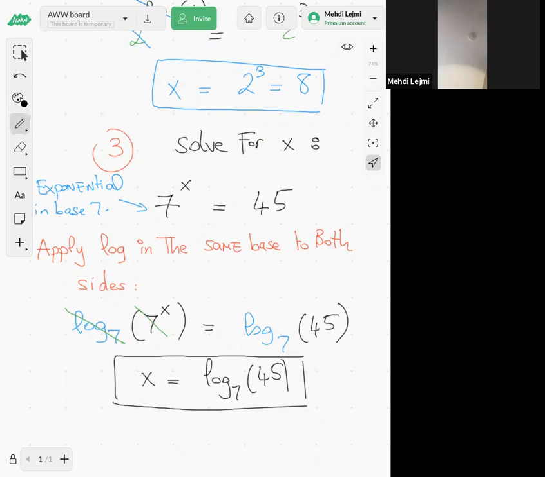All right. Any question, guys? So you see the idea: you have an equation with exponential and some base. If you want to solve for x, you have to apply log to both sides, of course, in the same base. Now, if you have an equation with the log, then you have to apply the exponential in the same base to get your x. Okay, so here's an exercise.